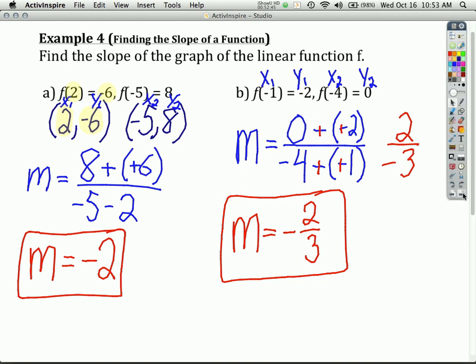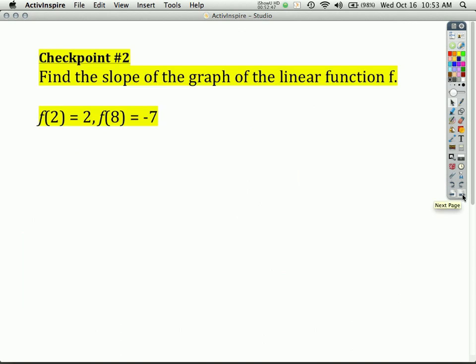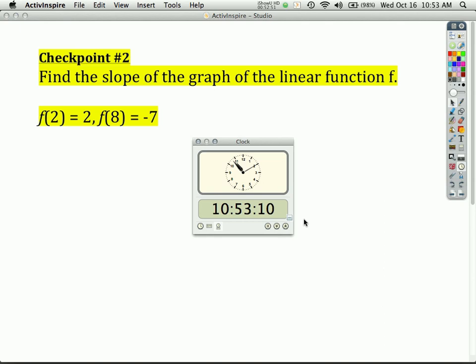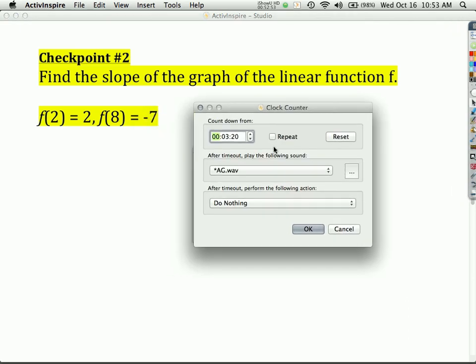Okay, let's see how you do on your own. Checkpoint number 2, find the slope of function f. Got a minute and a half.